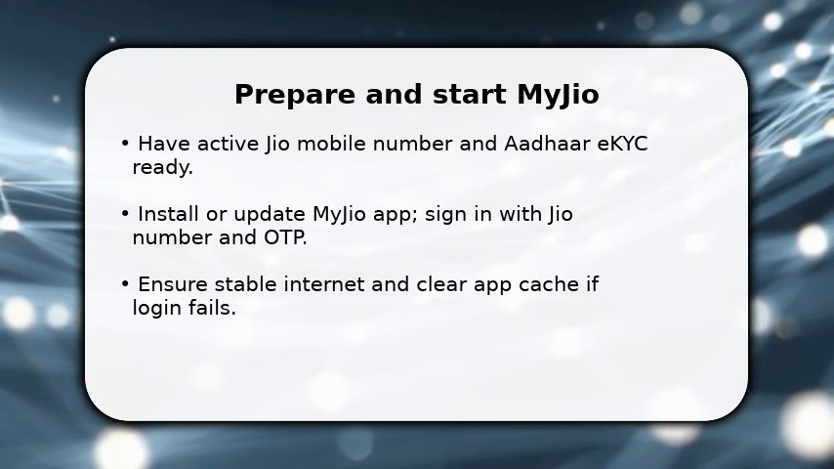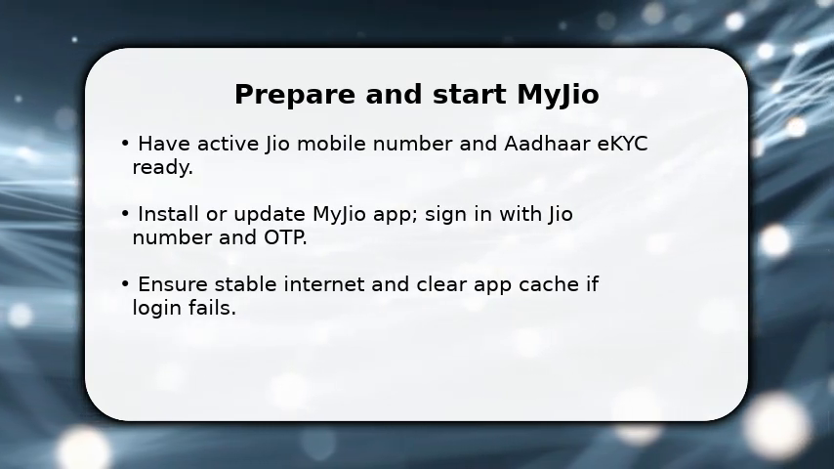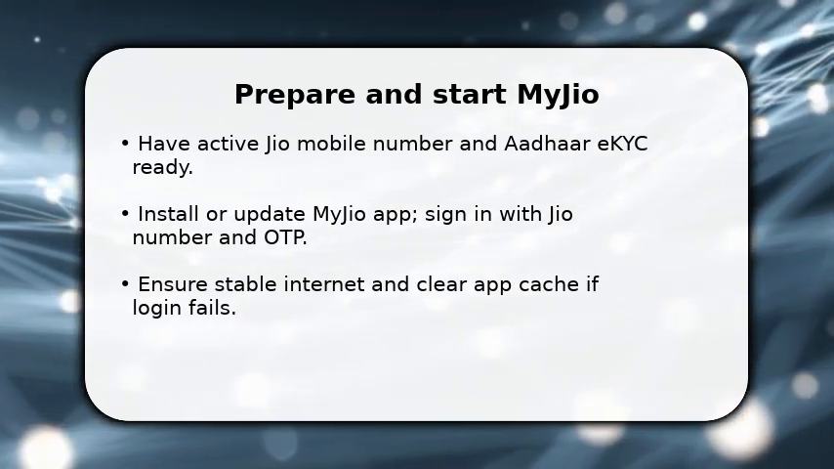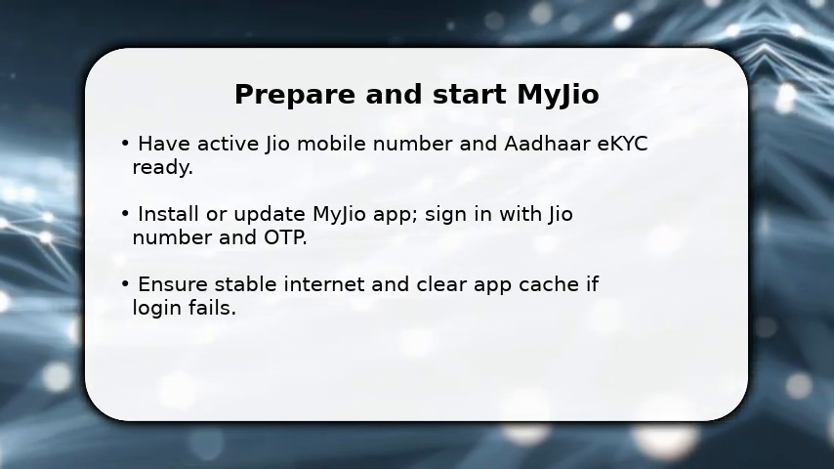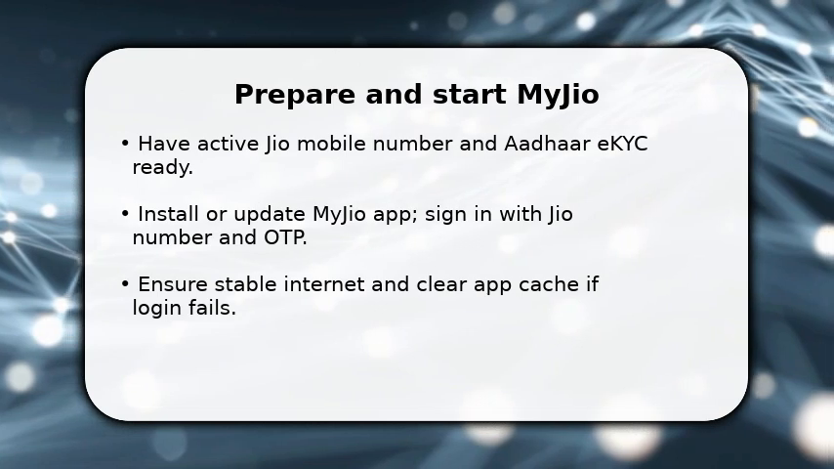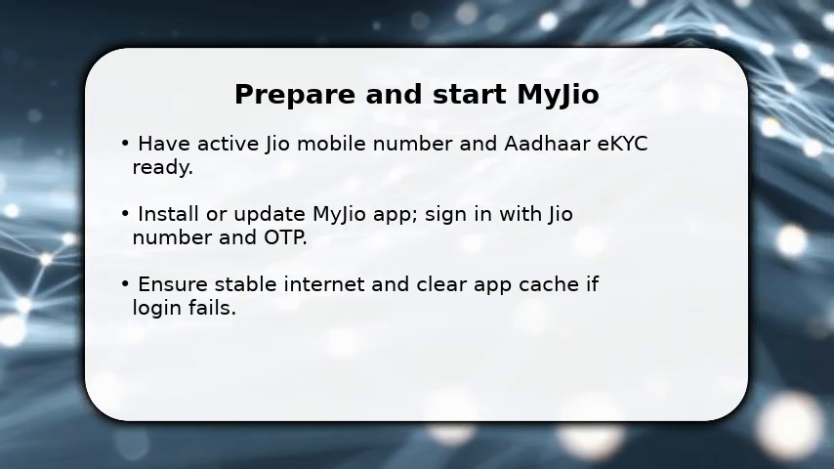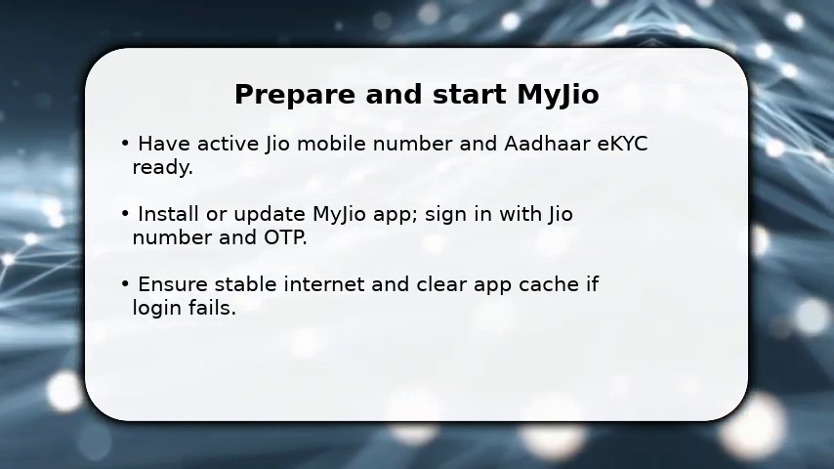You begin by opening the My Jio app and signing in with your Jio number. This authenticates you to manage SIM services. Once signed in, make sure your Aadhaar-based eKYC is linked. Jio requires verified identity for QR or eSIM issuance.